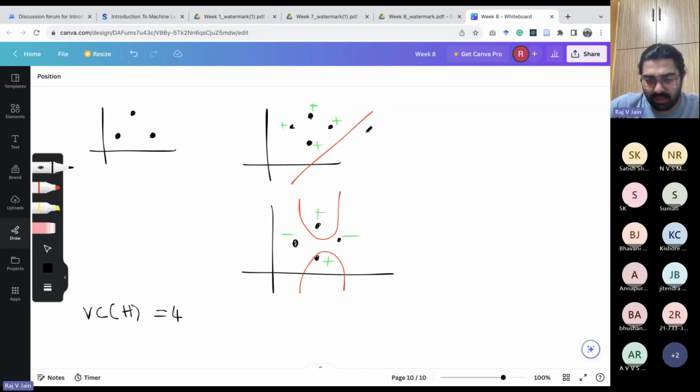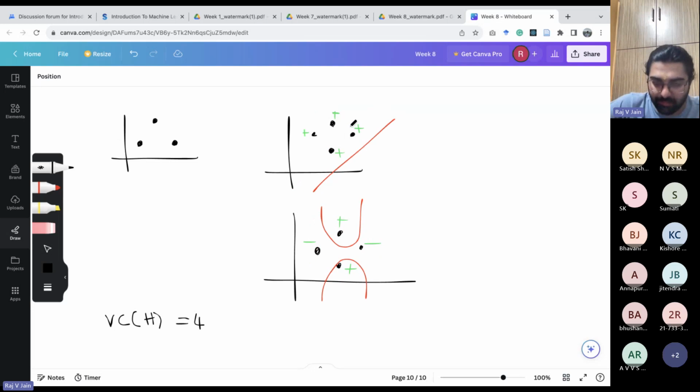No. See, again, the way VC is defined is, at least for one pattern of those number of points, you should be able to solve all possible labelings. At least one pattern, if you're able to find. And the pattern is these 4 points, plus minus, arranged in this format. Now, for this pattern, if I can, for all possible labelings, generate this classifier, then I would say that VC is 4.